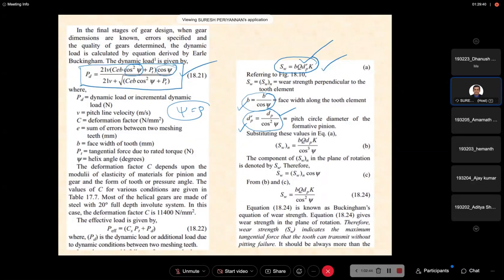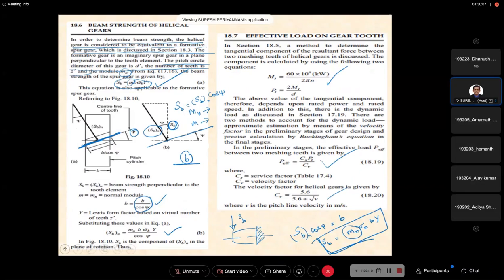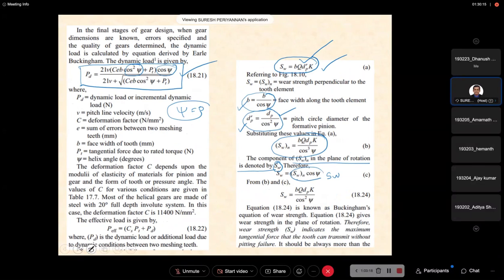Instead of dp dash, use dp by cos squared psi. Finally, this is our wear strength. Now, the component SWN in the plane of rotation, denoted by SW, as we discussed earlier for SBN. In a similar way, here SW is equal to SWN into cos psi. Sorry, one small mistake. The correct one: SB is equal to SBN into cos psi, and here SW is equal to SWN into cos psi.